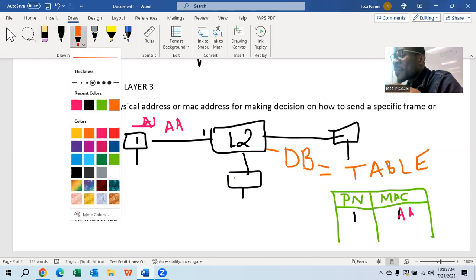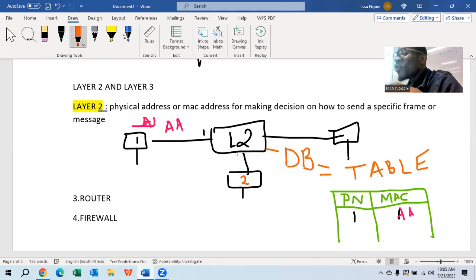Now, suppose like PC2, you are plugged using port number 3. So there you're gonna see port number 3. Suppose the MAC address is BB. So you're gonna see there, port number 3, MAC address is BB, right?